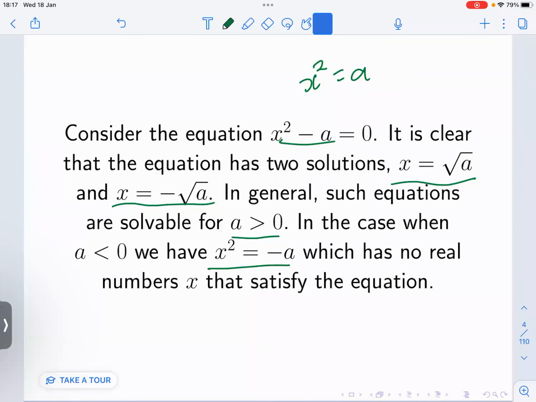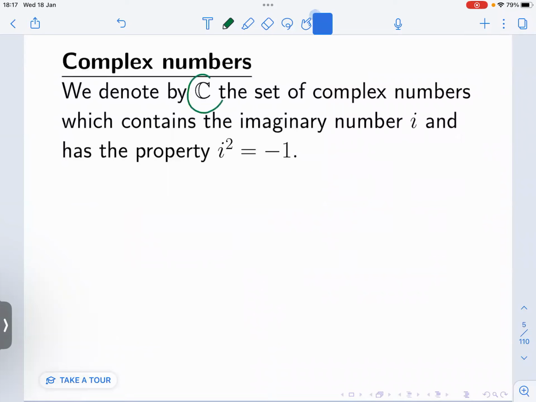of numbers that is going to allow us to solve such equations. Now, this is the set of complex numbers, and it is denoted by this symbol. And it is basically the set that contains the set of real numbers and the set of the imaginary numbers. These imaginary numbers are denoted by i, and they're said to have the property that i squared is equal to -1.